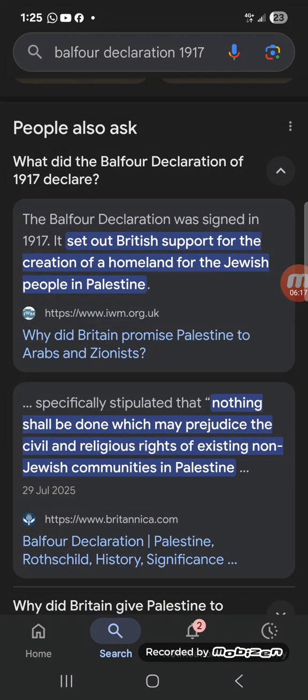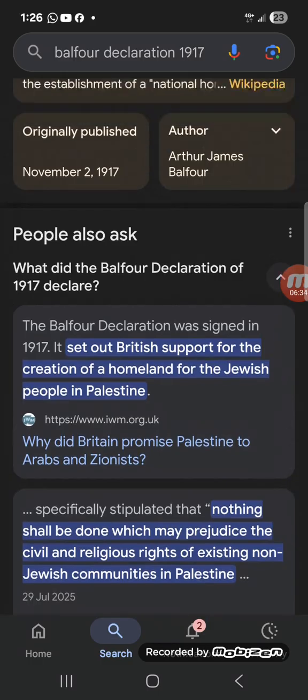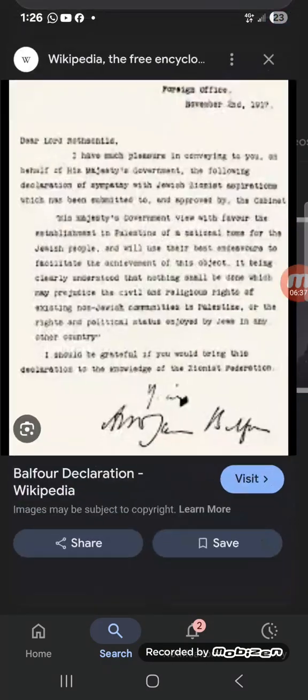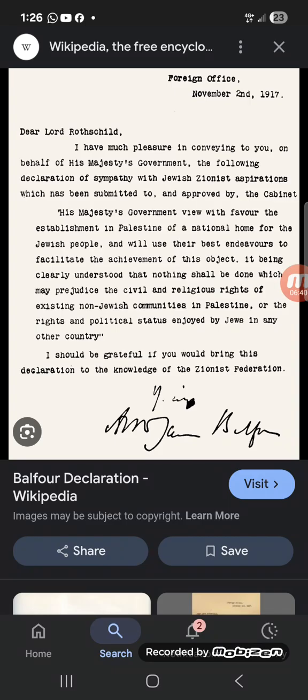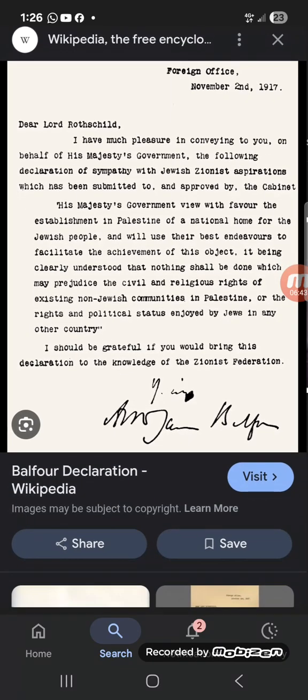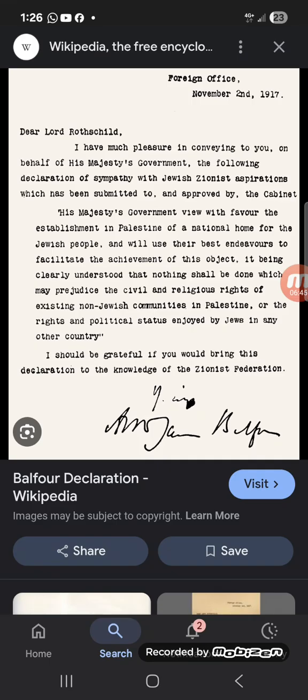Nothing shall be done which may prejudice the civil and religious rights of existing non-Jewish community in Palestine. So, it was a document that states that a certain person, right, before his name was Lord Rothschild, his name was Mayer Amschel Bauer. It wasn't always Rothschild, the Red Shield.